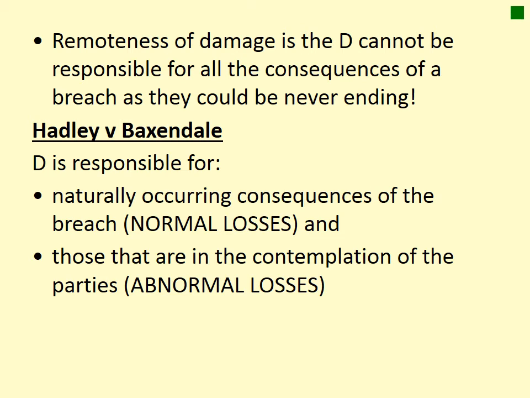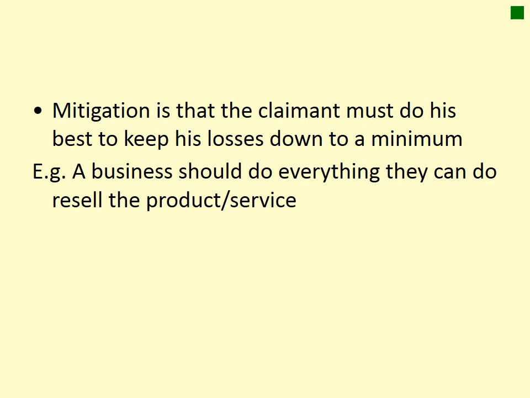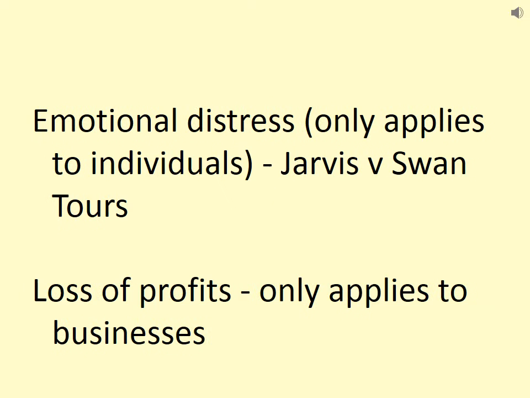This case tells us that the defendant is responsible for normal losses, which are things which are naturally occurring consequences from the breach, and also abnormal losses if they are in the contemplation of the parties. The claimant is under a duty to mitigate their losses, which means to keep them down to a minimum. So, for example, if a business suffered a loss, they should do everything they can to resell the product or service. You can claim for emotional distress, which only applies to individuals, as stated in Jarvis and Swan Tours, and businesses can apply for loss of profits.